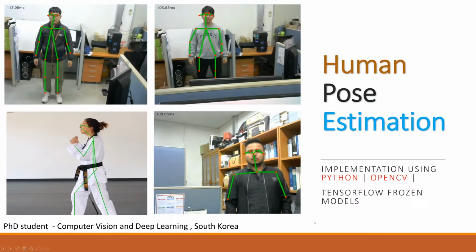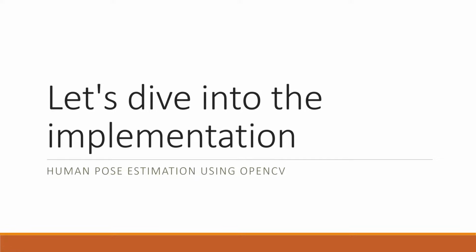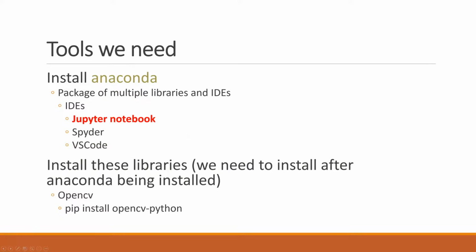Let's get started. Okay, let's dive into the implementation of human pose estimation using OpenCV. The tool we will require in this video is Anaconda. Anaconda is a great package which contains many IDEs like VS Code, Spyder, and others. But the most preferable for this video is Jupyter Notebook. The beauty of Jupyter Notebook is that you can make your notes very easily. You will find that in the preceding video if you continue to stay tuned. Similarly, the only library we will be using is OpenCV.